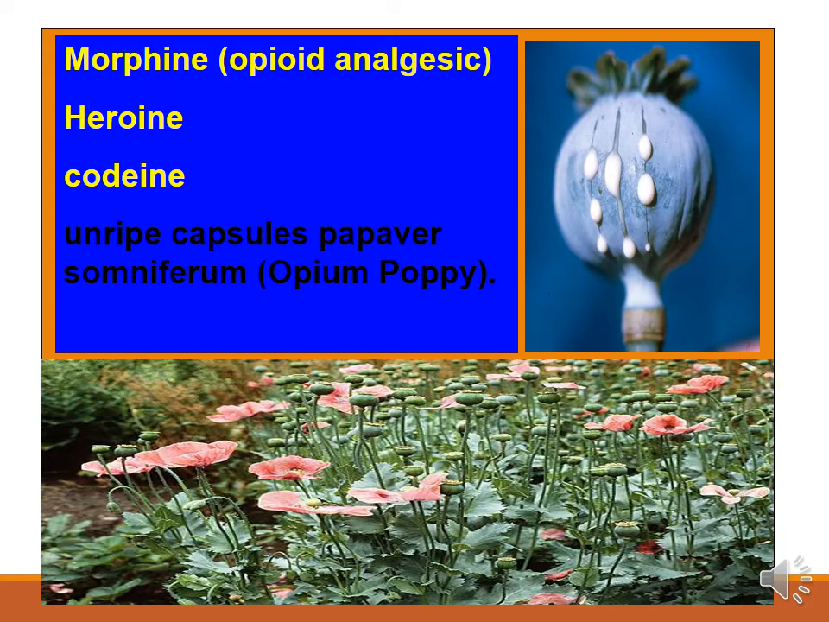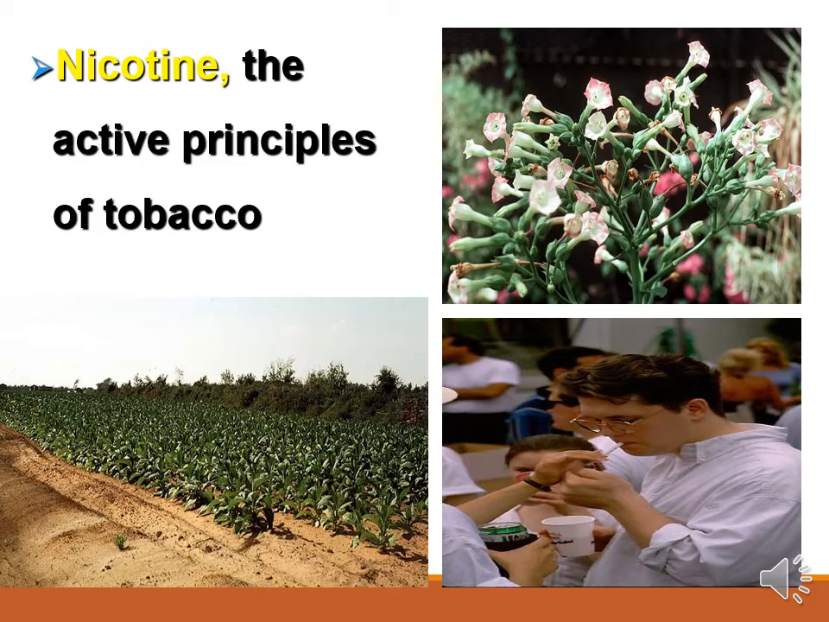So here are some examples of drugs obtained from plant sources, such as morphine. They are opioid analgesics, heroin, codeine. They are obtained from opium poppy seeds. Then comes nicotine. Nicotine is obtained from tobacco. The active principle of tobacco is nicotine. Of course, it is present in cigarettes and everybody knows that.